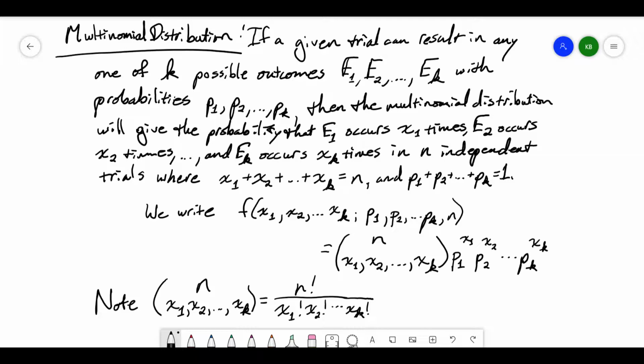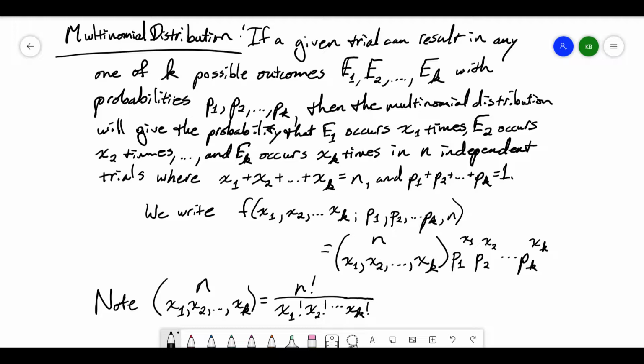And of course, our x sub 1 up to x sub k are going to sum up to n because it has to take on any one of our k outcomes. And p sub 1 up to p sub k is going to sum up to 1 because, again, we're accounting for all of the possible outcomes, and so our probabilities have to sum to 1. So we write this as f of x sub 1 to x sub k, with a semicolon separating that from p sub 1 up to p sub k, and then at the end we put an n just for us to be able to double check that we have everything accounted for.